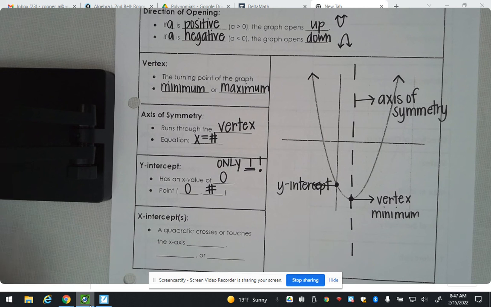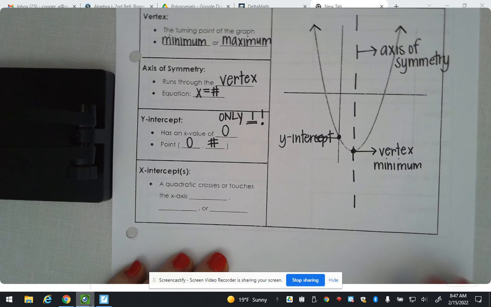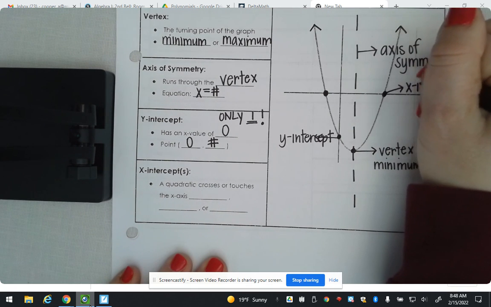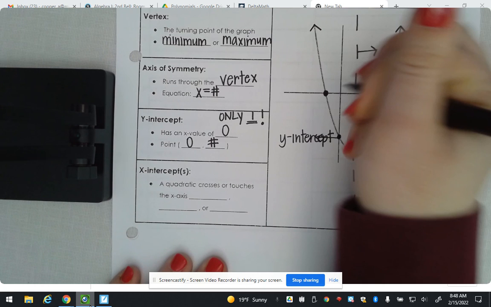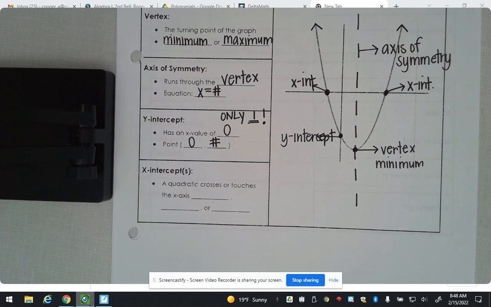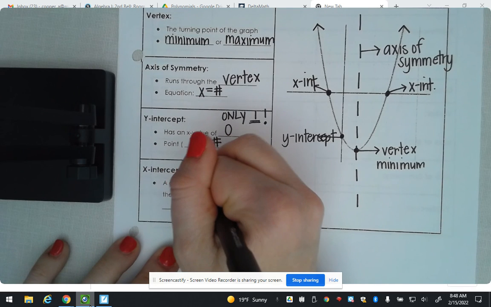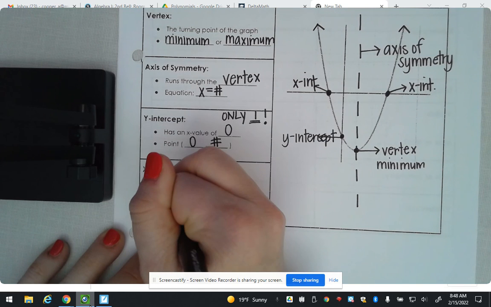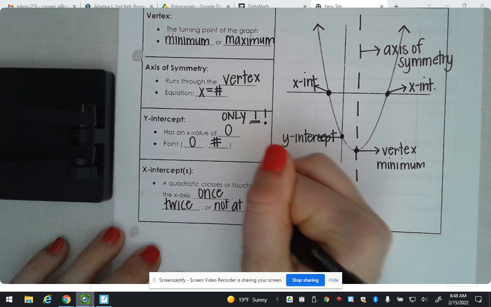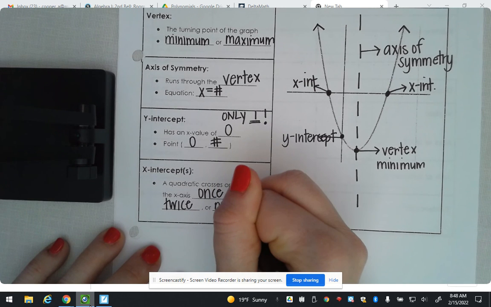Okay? Y-intercept. We cool with me there? Last thing are my x-intercepts. It's where it crosses your x-axis. You have two of them here, but you're not always going to have two. It can touch the x-axis once, twice, or not at all. And you will write none.